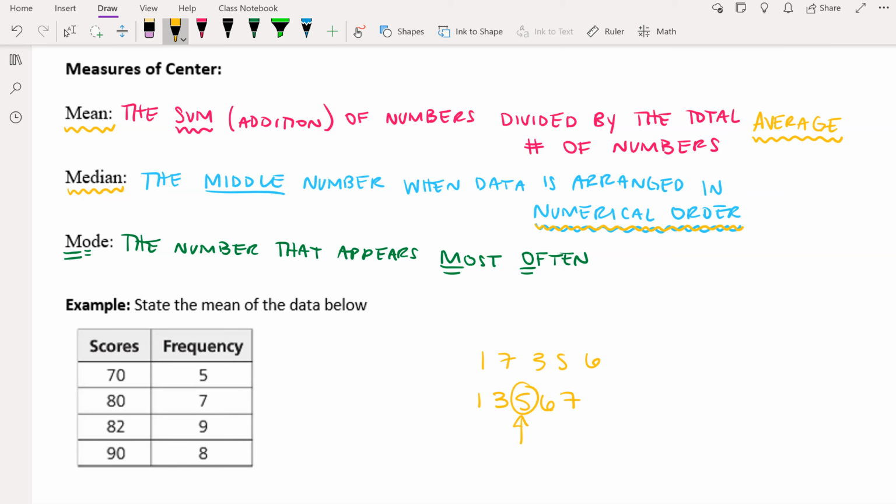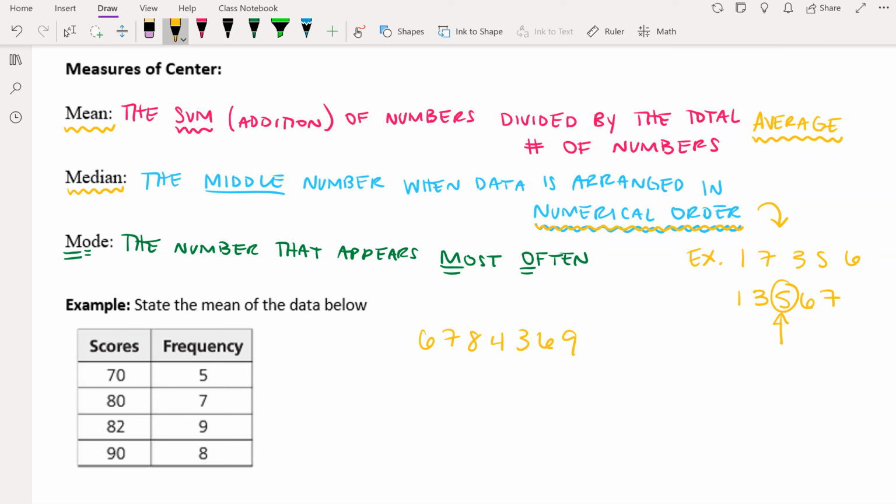Cool. All right, so I'm going to put that here. Sweet. And then, oops, lost my little arrow thing. Okay. And then the mode is the number that appears most often. So if you have a bunch of numbers, 6, 7, 8, 4, 3, 6, 9, 10, what number appears most often here? The 6, right? So your mode would be 6 in this problem.